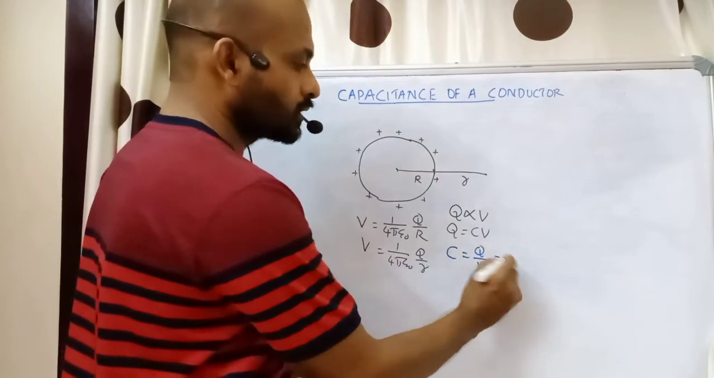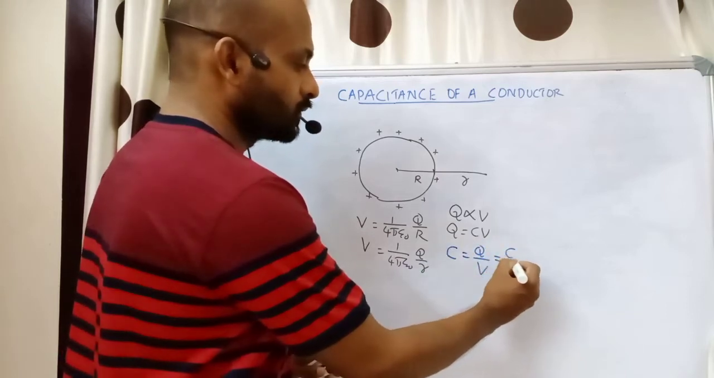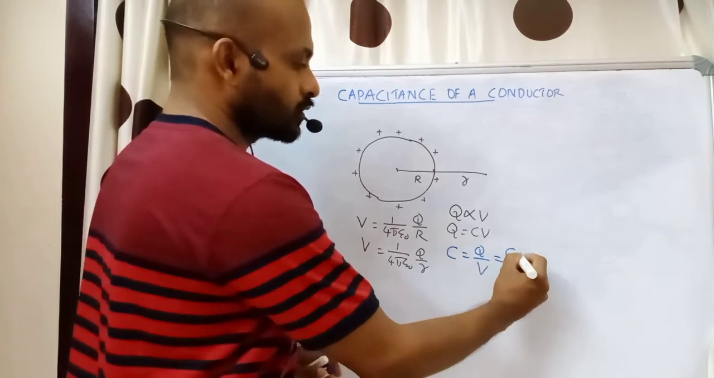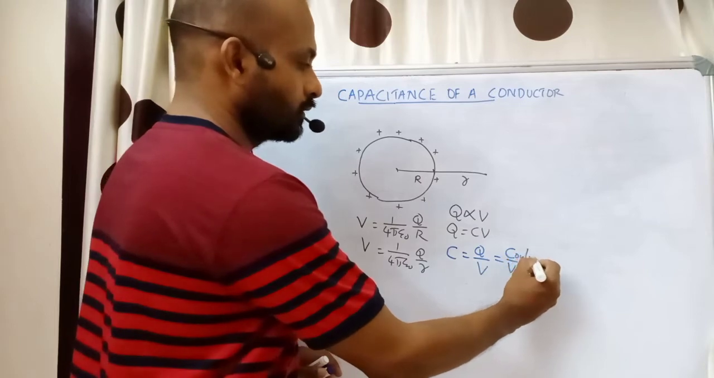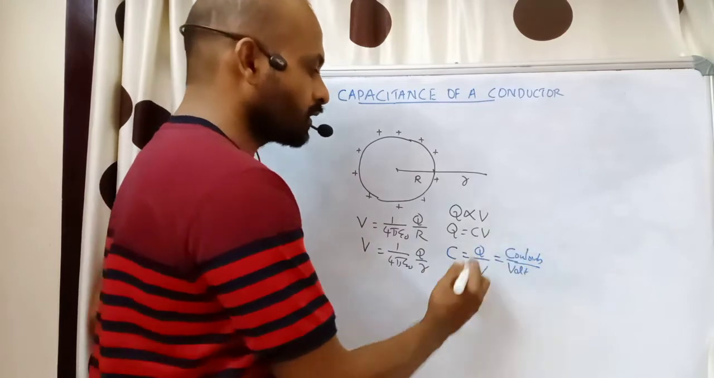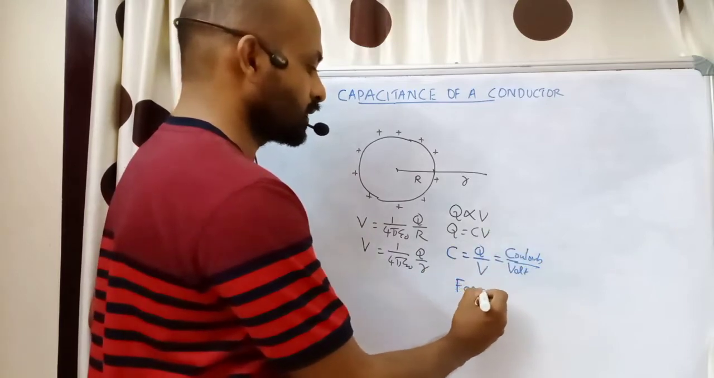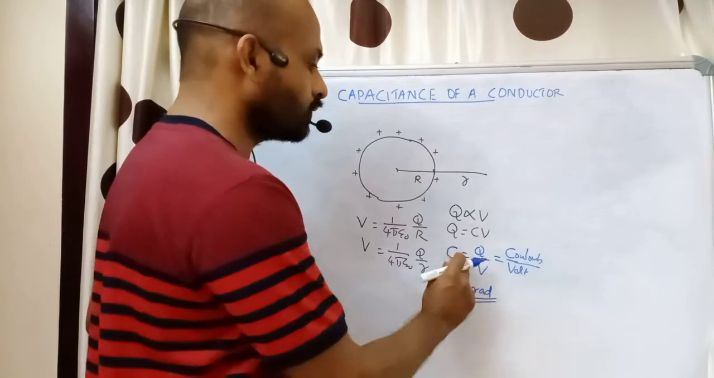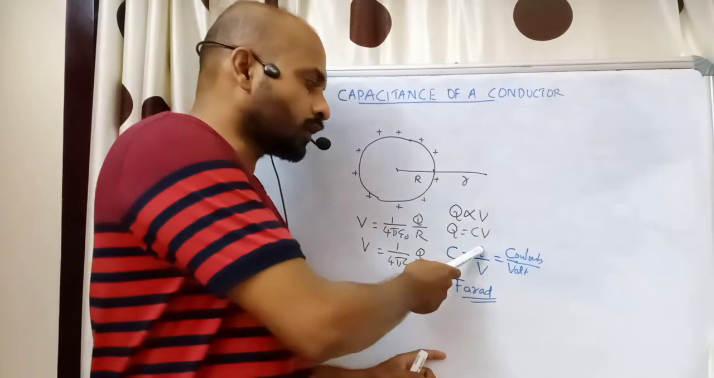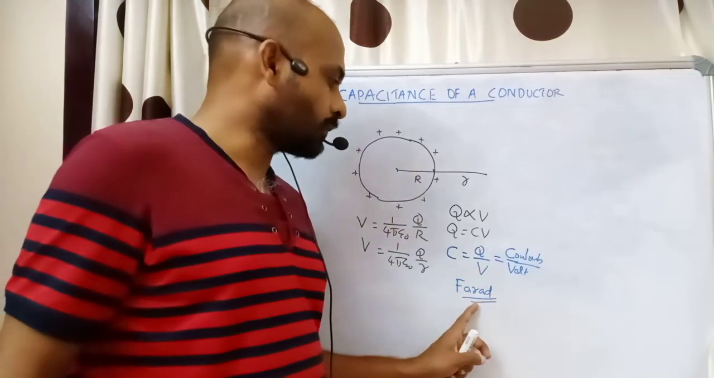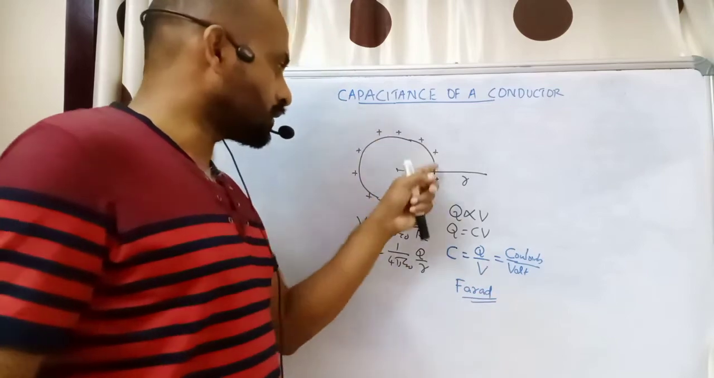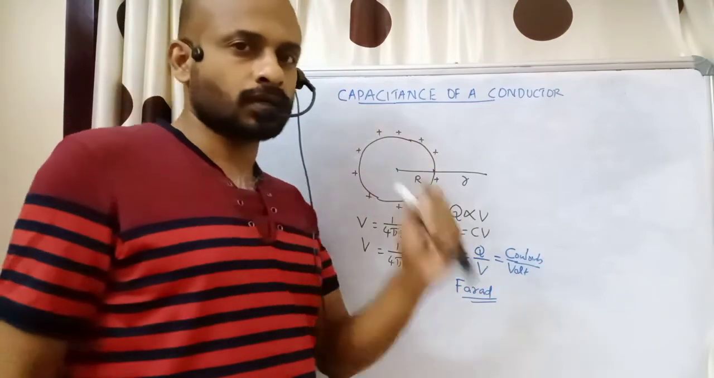Q has a unit coulomb, and potential has a unit volt. So coulomb per volt is the unit of capacitance. Coulomb per volt is otherwise known as farad. This is the SI unit. Farad is the SI unit of capacitance. So capacitance, or capacity, is C equal to Q by V, and the SI unit is coulomb per volt, or farad. This thin spherical shell is a conductor, and this conductor has a capacity.